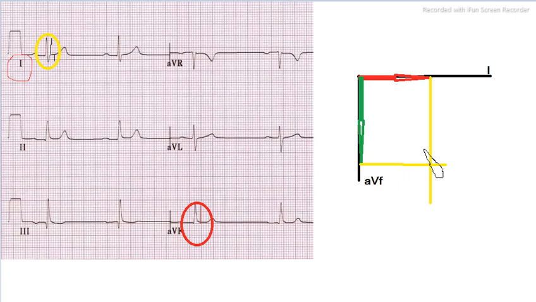Now when you draw the resultant vector, you will get it like this. So the resultant vector will be like this. This resultant vector gives the axis. You see here it is lying between 0 to 90 degrees, so it is in normal axis. The axis of this ECG lies in the normal axis, that is between 0 and 90, and somehow it looks around 45, or we need to calculate exactly, but just simply looking at them you can say that the axis is normal. I hope this clears your doubt. Thank you.